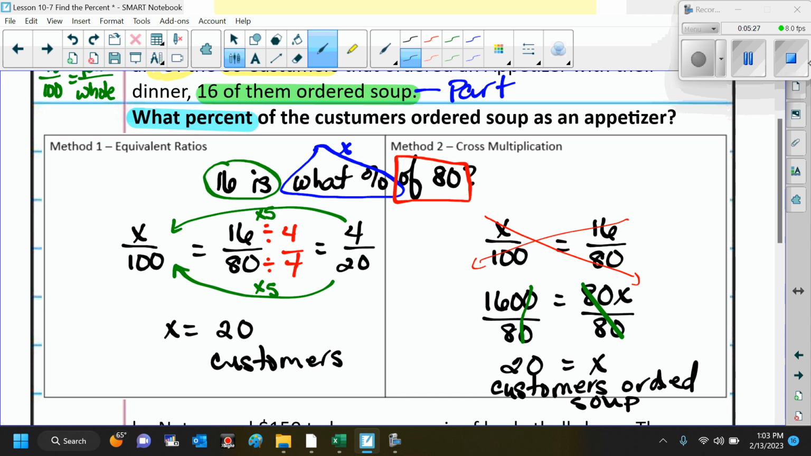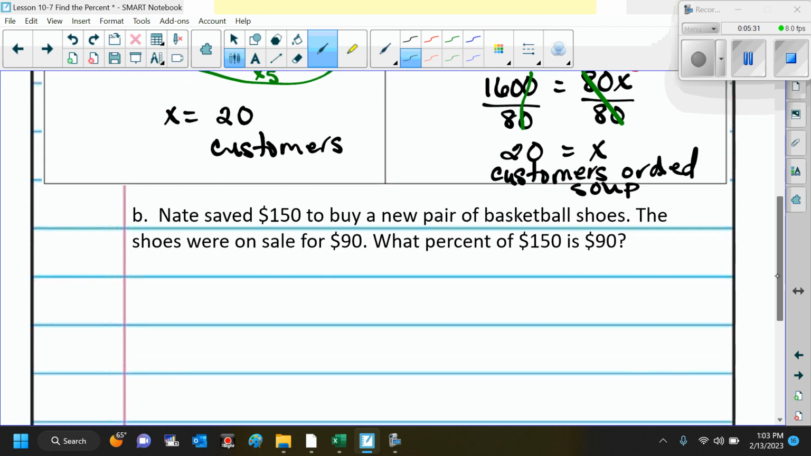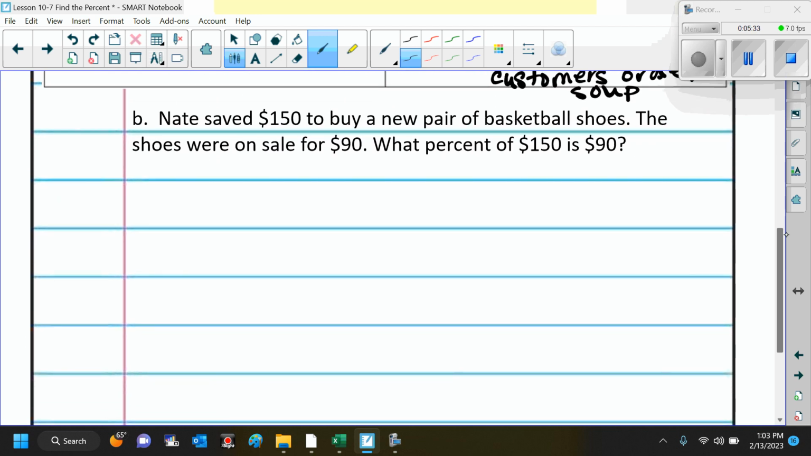All right, so I'd like for you to take 2 minutes to work on this next one with your table partners. It says Nate saved $150 to buy a new pair of basketball shoes. The shoes were on sale for $90. What percent of 150 is 90?